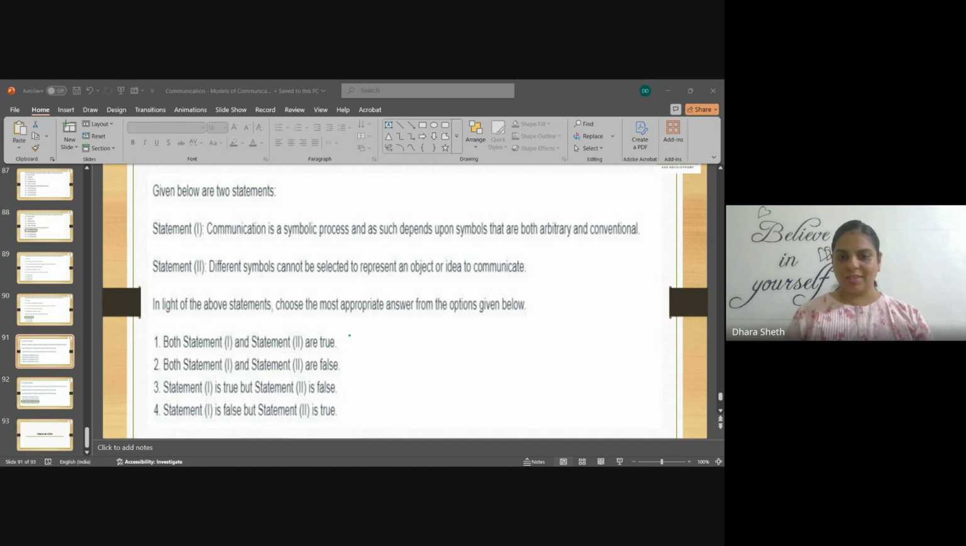It is a symbolic process that depends on symbols that are arbitrary and conventional. Different symbols cannot be selected to present an object or idea to communicate. Literature people in the room, you would know that languages are made up of arbitrary symbols used to denote sounds, right? Both are false. Okay. Everyone says both are false. No. Statement 1 is true.